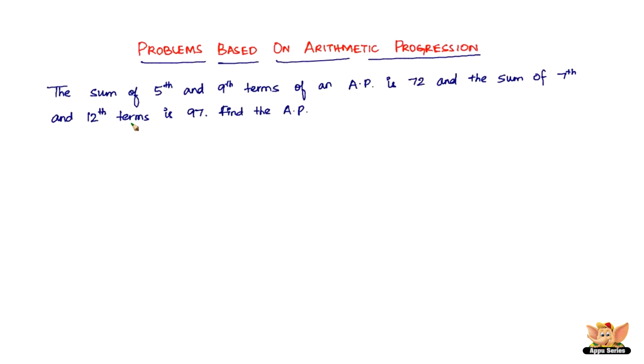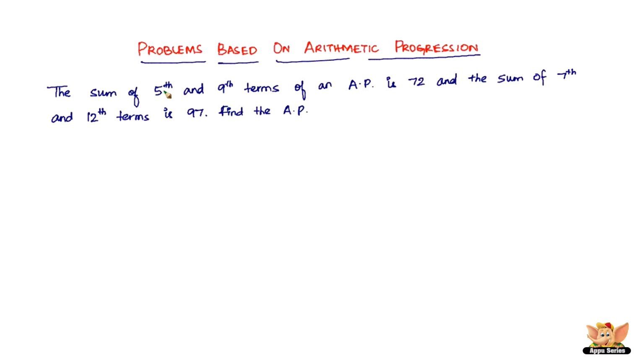In this video, let us continue to solve problems based on arithmetic progression. And we've got a problem here which reads like this. The sum of the 5th and the 9th terms of an AP is 72 and the sum of the 7th and the 12th terms is 97. Find the AP. Well, it's a pretty straightforward statement, as in, it's not very twisted.